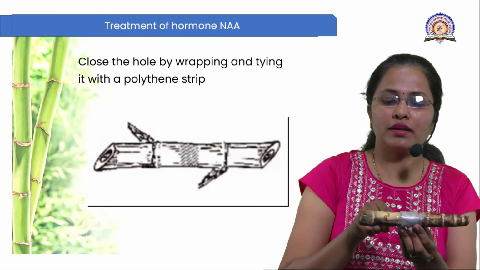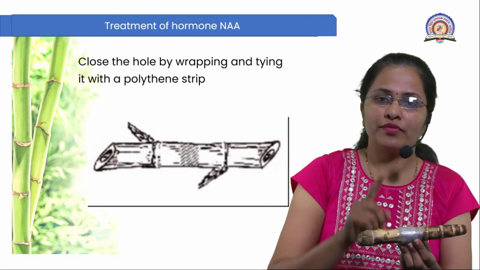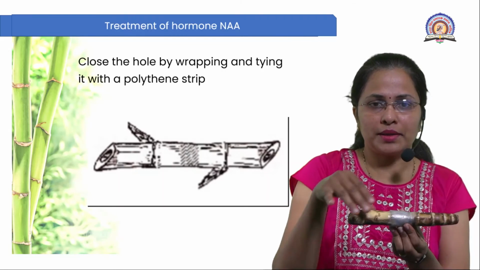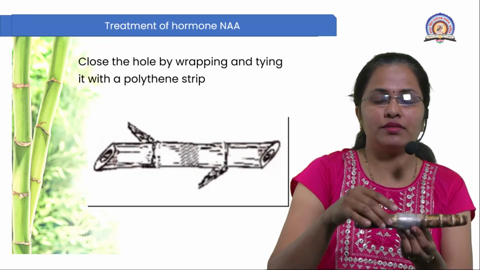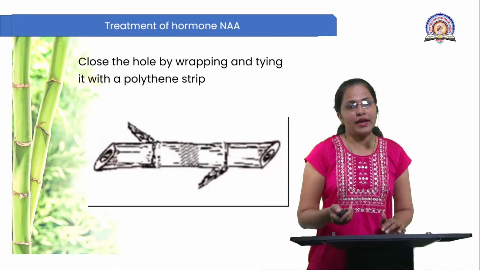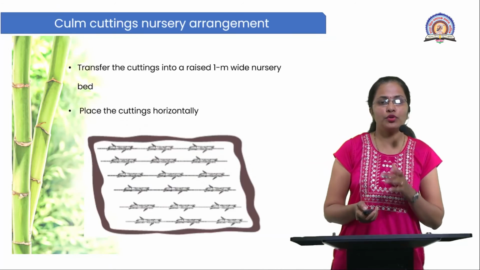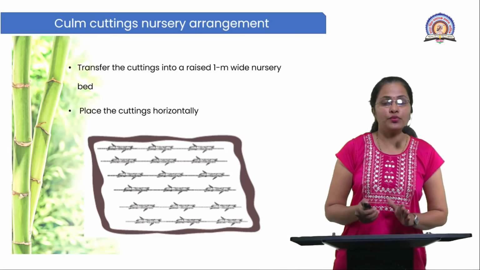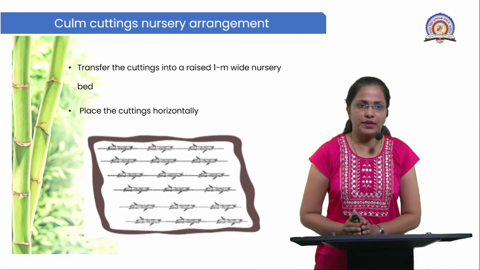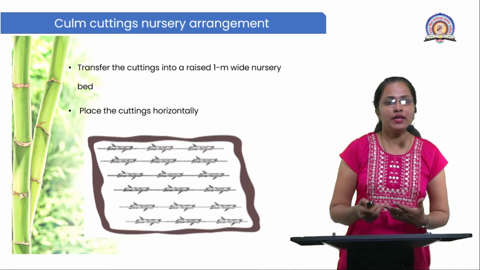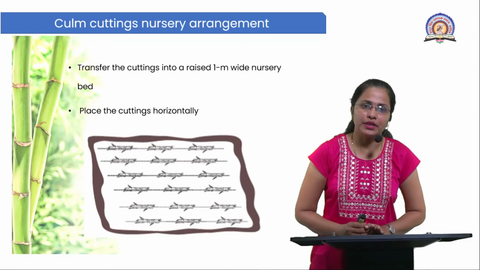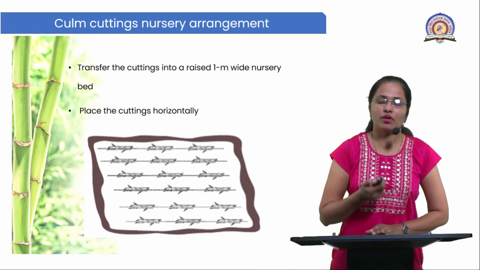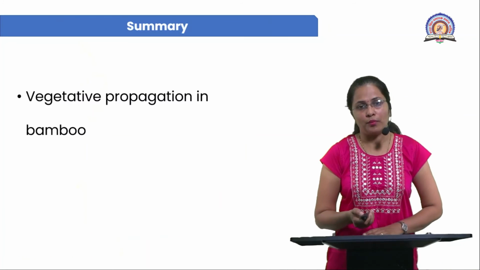The buds which are coming from the nodal region should be facing towards the sun, and we are going to place such a clump in this way directly within the nursery bed. After wrapping that, we are going to put it within the nursery bed horizontally, and we are going to wait for some period. Within some days we will get good shooting and rooting, which leads to the formation of new seedlings or new plantlets of the bamboo.